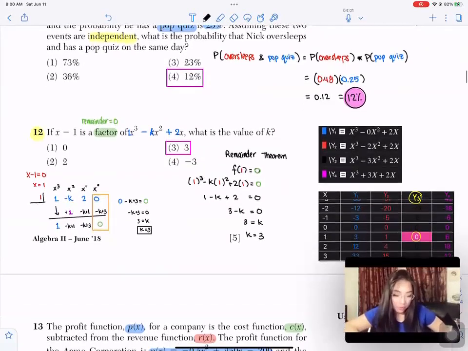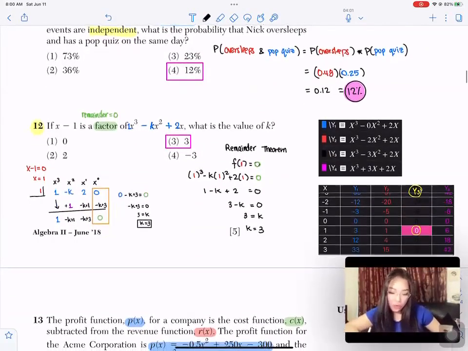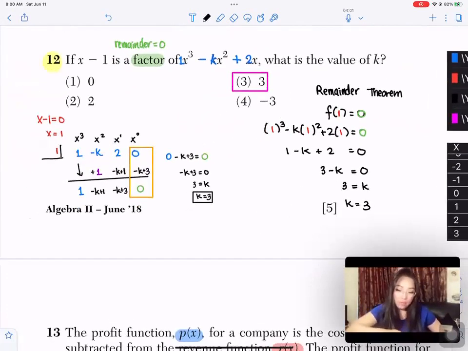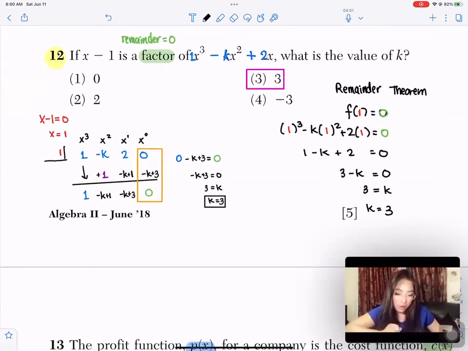All right, remainders. There are so many ways to do this. We could do long division, synthetic division, or the remainder theorem. So let's do synthetic division. It's multiple choice, so we don't have to do long division. I'm going to write the coefficients of x cubed, x squared, x to the first, and x to the 0. If there is no number there, you put a placeholder of 0. So it's 1, negative k, 2, and 0. Then you're going to put 1 in the corner.